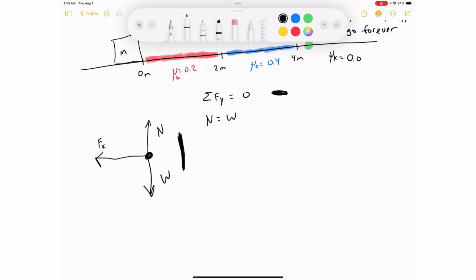not 0, right? So if it's not 0, that means that there is some acceleration, and that's going to happen, right? This thing is going to accelerate. Well, it's going to slow down. Okay, you could call that a negative acceleration. Okay, so the sum of the forces. So this is y. Let's do x.